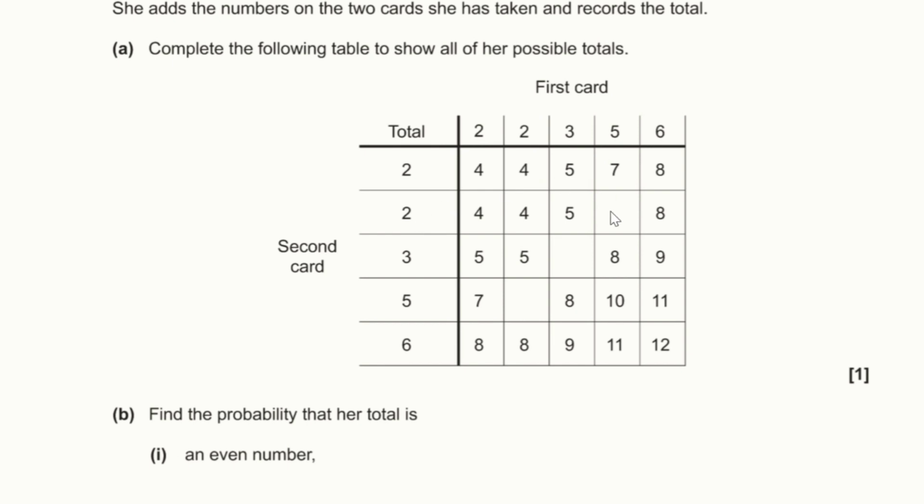5 plus 2 is 7. 3 plus 3 is 6. 2 plus 5 is 7. Here is the completed table.